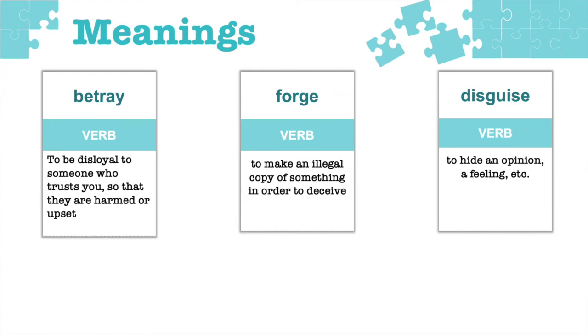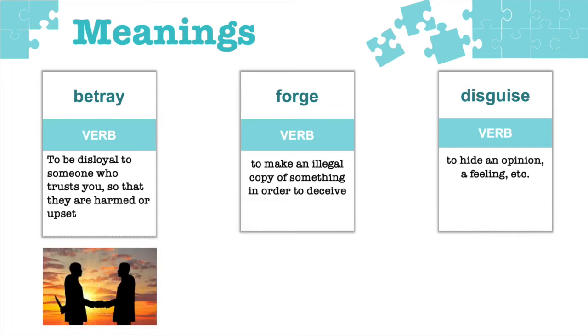First, we're going to look at the verbs from the list on the left. And we have three verbs. We have betray, forge, and disguise. To betray is to be disloyal to someone who trusts you so that they are harmed or upset. And here's a picture that may show or represent what betray means.